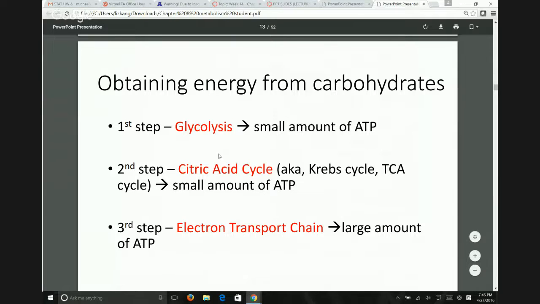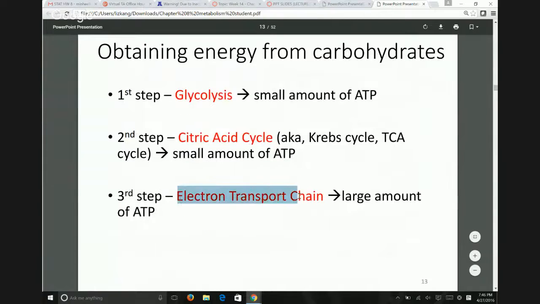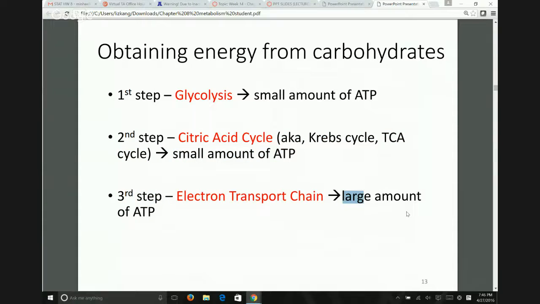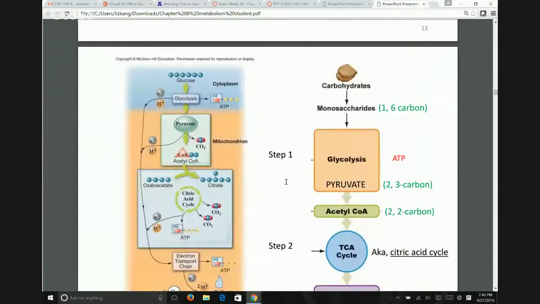Carbohydrate, how it gets metabolized. Glycolysis is the first step. The second step is the citric acid cycle, or TCA cycle, Krebs cycle. It's all the same thing. The third step is the electron transport chain. These two steps happen in mitochondria, the one that I showed you in the cell, but glycolysis does not happen in mitochondria. It produces a little bit of ATP, not too much, so it's not as effective. When carbohydrate, protein, and fat go through these two steps, they can produce a large amount of ATP, and that's a very good thing. It's very efficient.